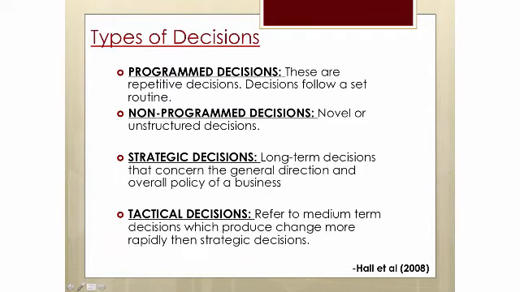Types of decisions. It is possible to classify the decisions made by businesses in different ways. They are program decisions. A set routine for making the decisions would have been established. These are repetitive decisions. Non-program decisions are novel or unstructured decisions.